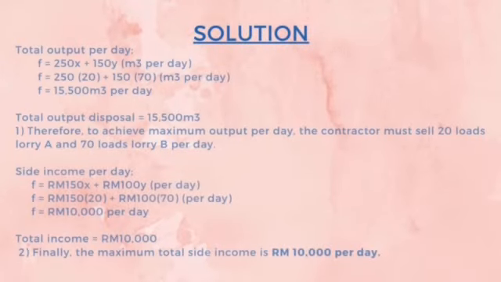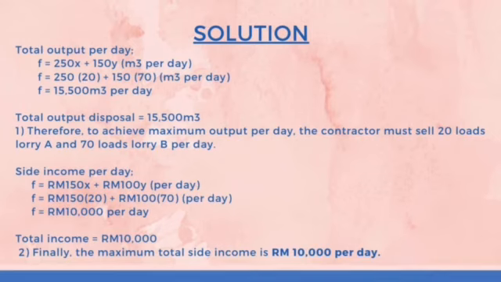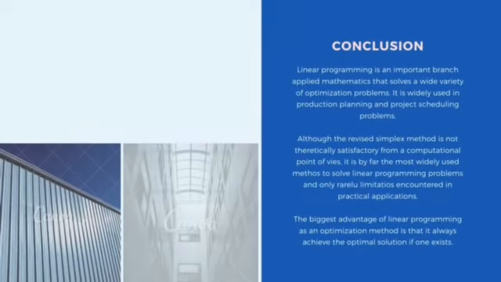From the graph, we can get the result of X equal to 20 and Y equal to 70. Therefore, to achieve maximum output per day, the contractor must sell 20 loads lorry A and 70 loads lorry B per day. And finally, the maximum total site income for the contractor is 10,000 per day.